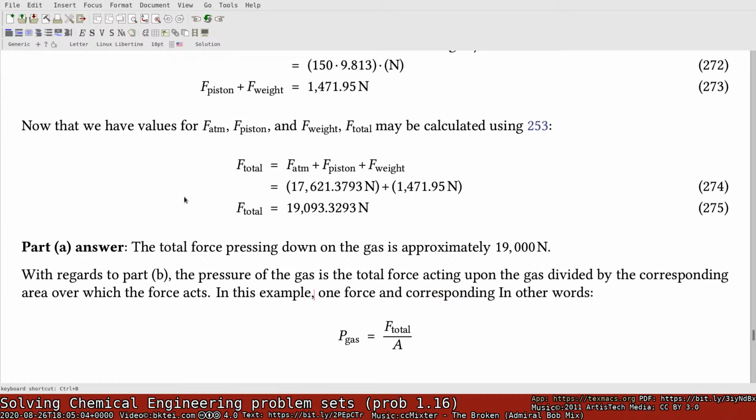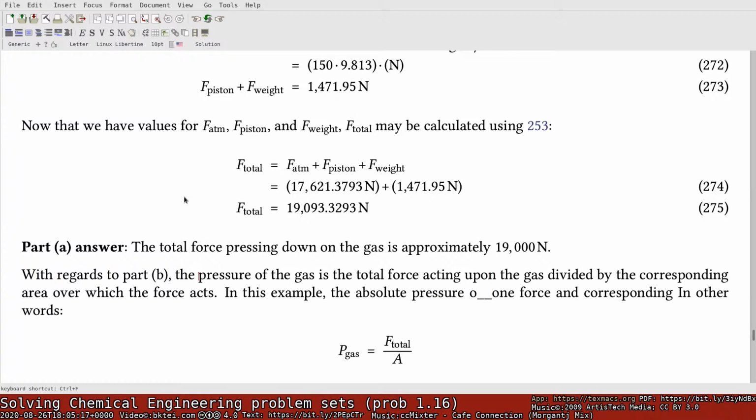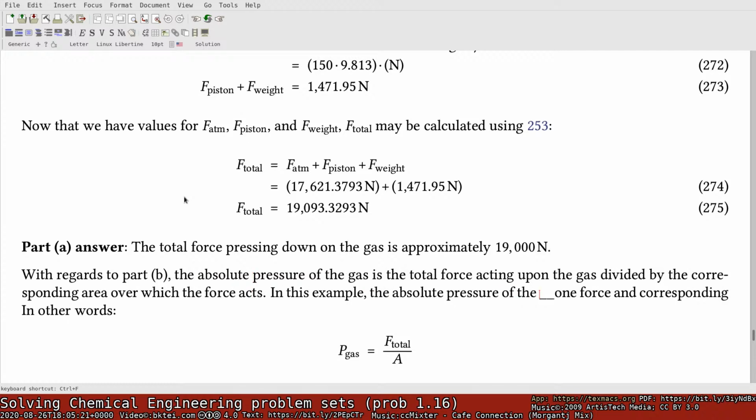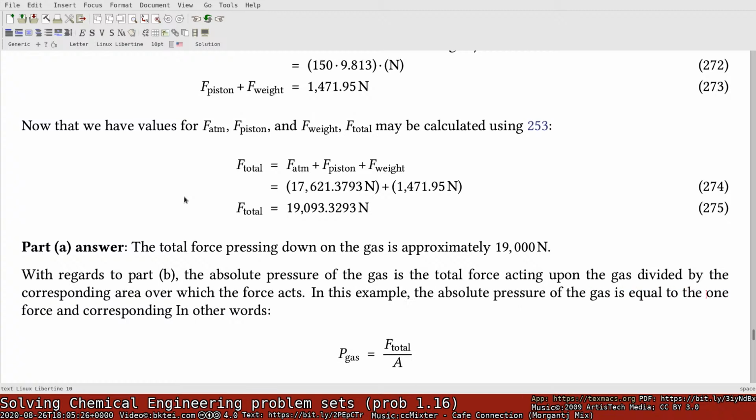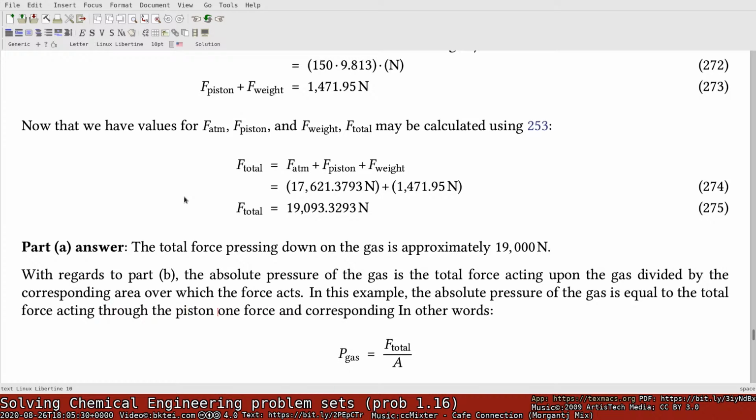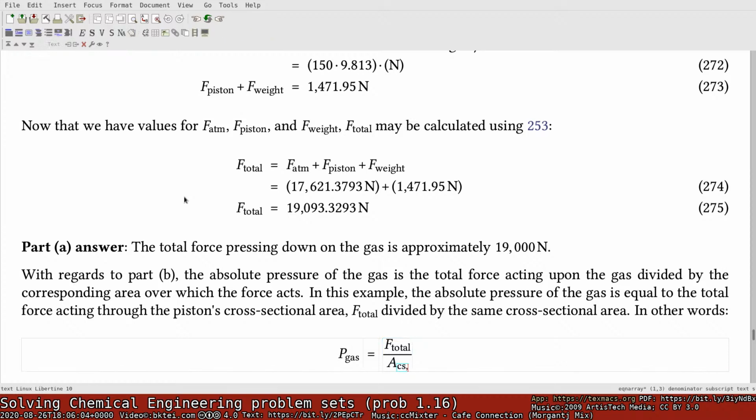In this example, the absolute pressure of the gas is equal to the total force acting through the piston's cross-sectional area, F total, divided by the same cross-sectional area. In other words, we get this CS piston.